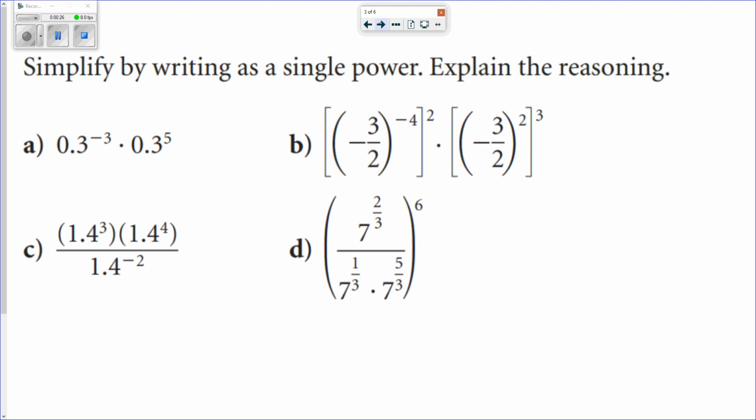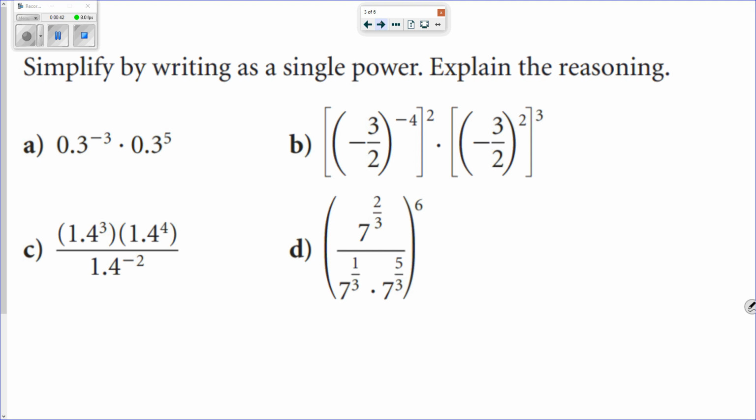Let's take a look. Simplify by writing as a single power. Explain your reasoning. Don't worry about explaining your reasoning. If you do it right, clearly you know what you're doing, and that's enough. Let's look at the first one.